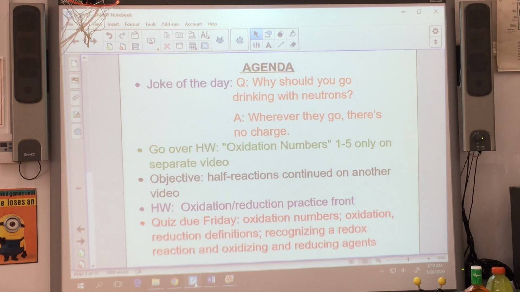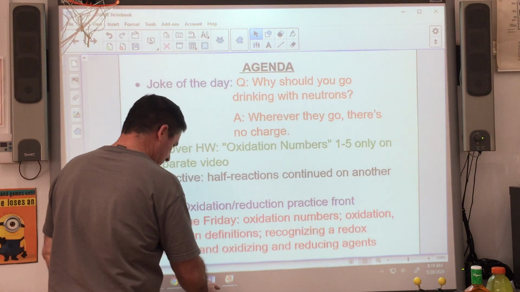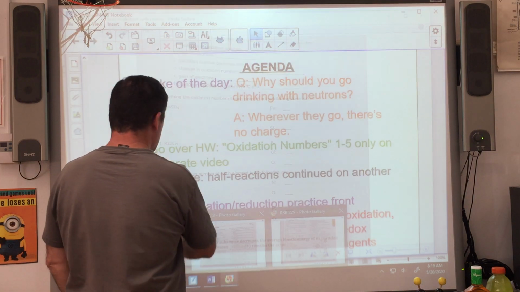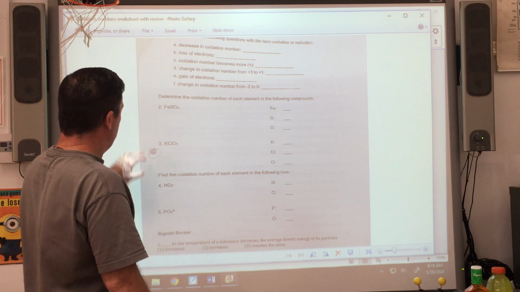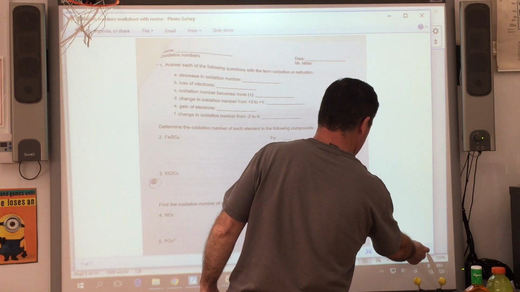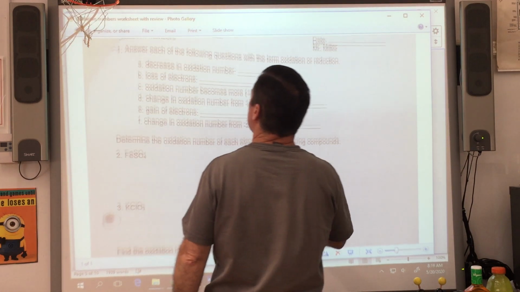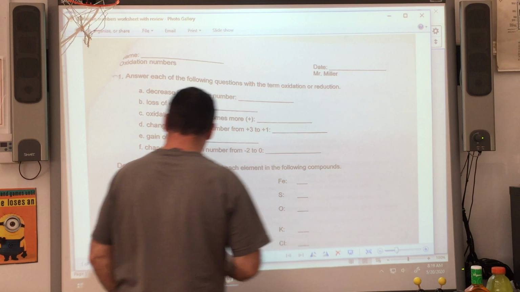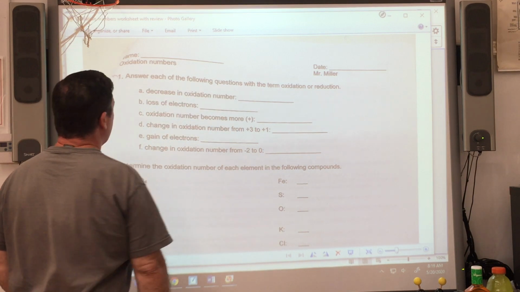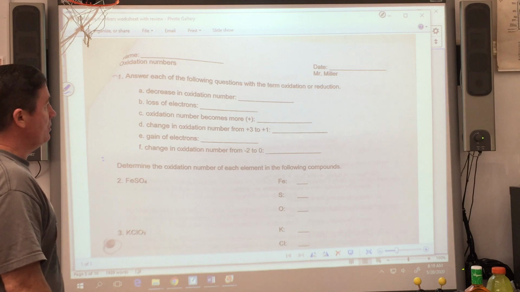Okay, so let's take a look. Let's look at the homework first, which is this one. Let's pull that down. Let's go a little bit higher. All right. Answer each of the following with the term oxidation or reduction.